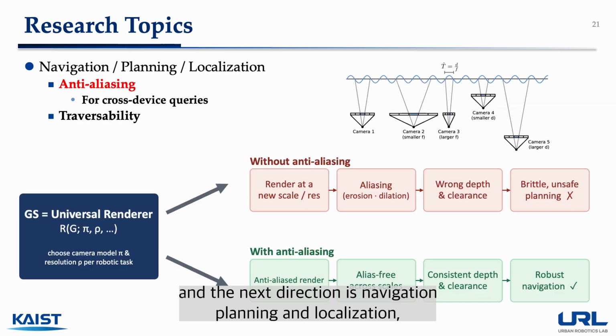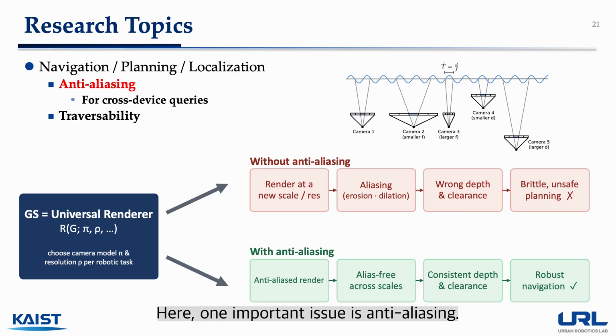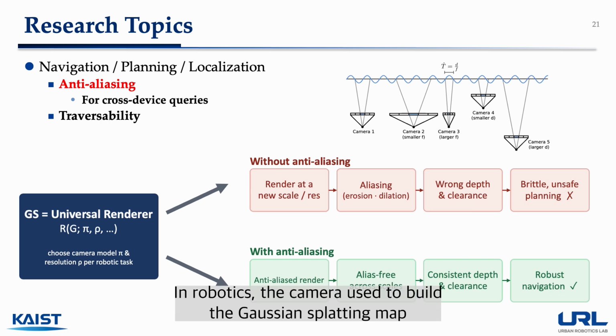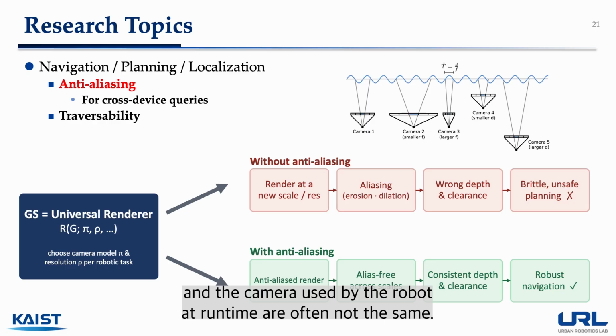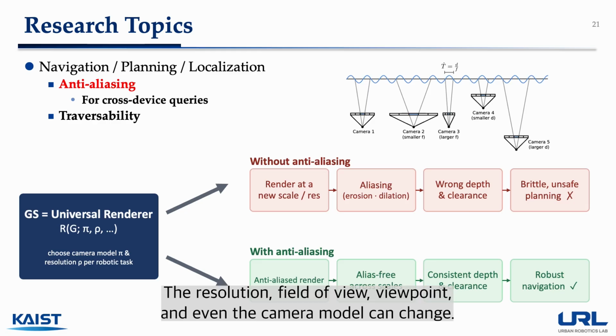And the next direction is navigation, planning, and localization, which is the topic I am most interested in. Here, one important issue is anti-aliasing. In robotics, the camera used to build the Gaussian splatting map and the camera used by the robot at runtime are often not the same. The resolution, field of view, viewpoint, and even the camera model can change.